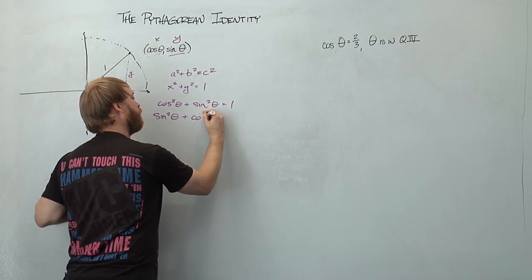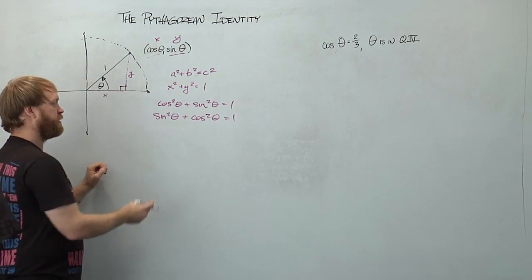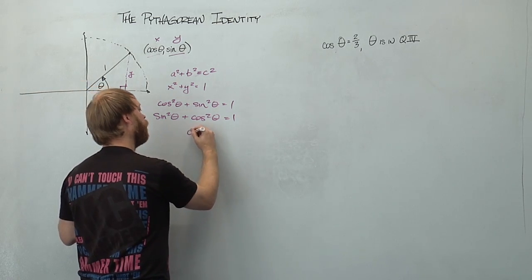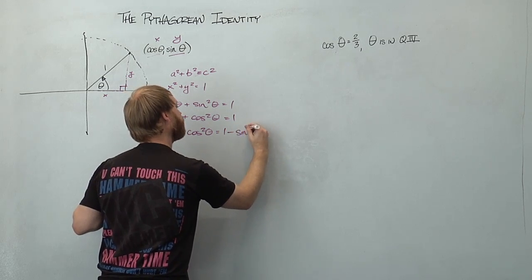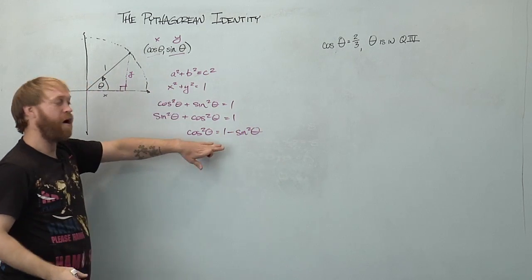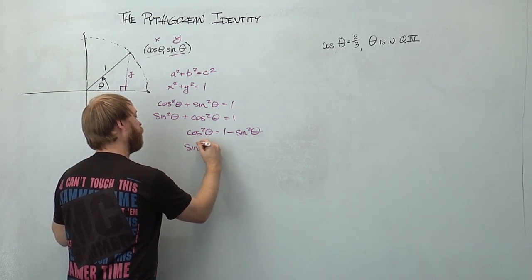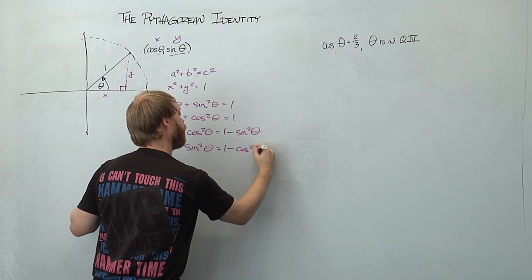Typically, it's written sine squared plus cosine squared equals 1. Other ways you might see it, if I subtract sine squared from both sides, cosine squared theta equals 1 minus sine squared theta. This is very helpful in identities. Same with sine squared theta will also equal 1 minus cosine squared theta.